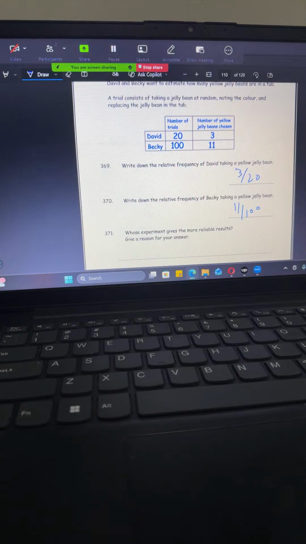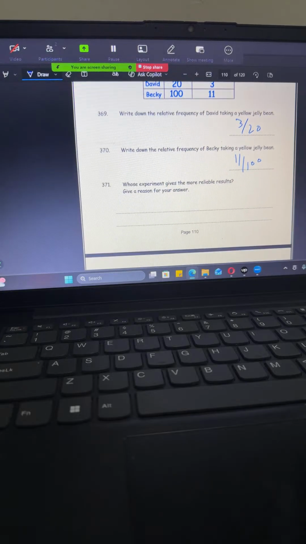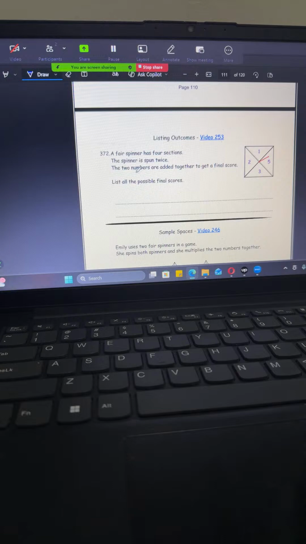Whose experiment gives more reliable results? It's Becky, because she has more trials. Yes, it's always the one with more trials. The more trials will give us a better result. Let's remember this.